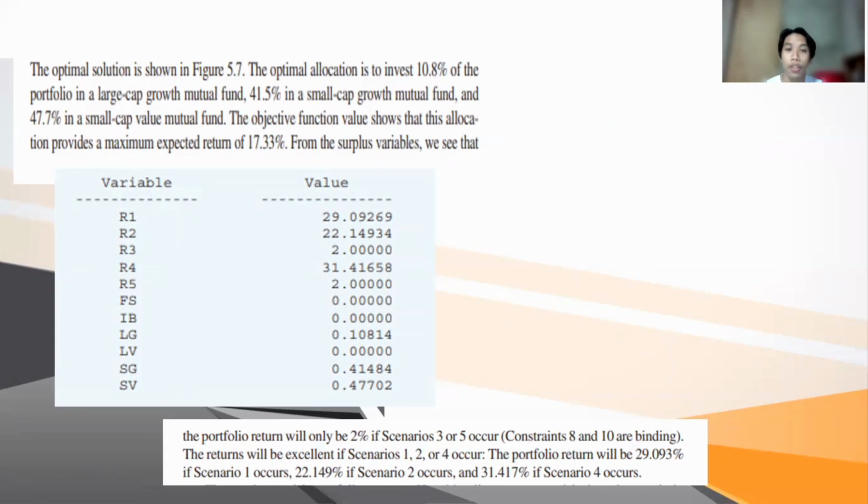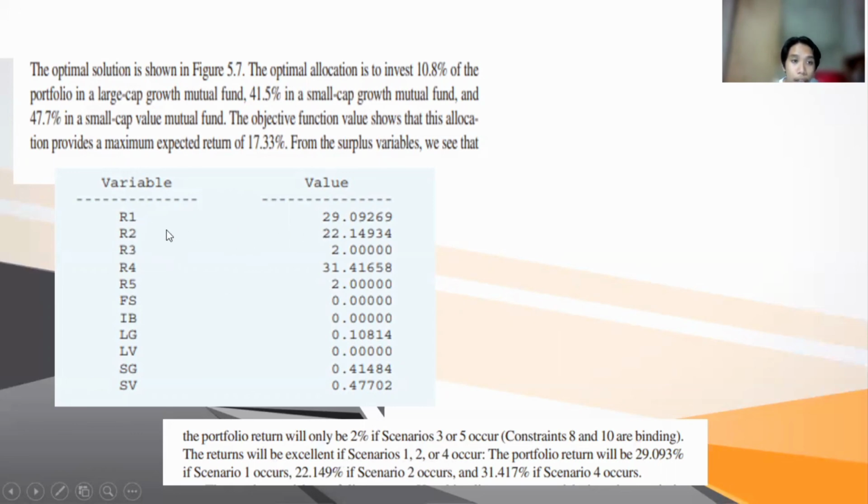And then, from the surplus variables, we can see that scenarios 3 and 5 have a portfolio return of only 2%. Meaning, these two are the worst case scenarios that can happen if you invest using the moderate risk portfolio model. Then also we can see that the returns will be excellent if scenario 1, 2, or 4 occur.